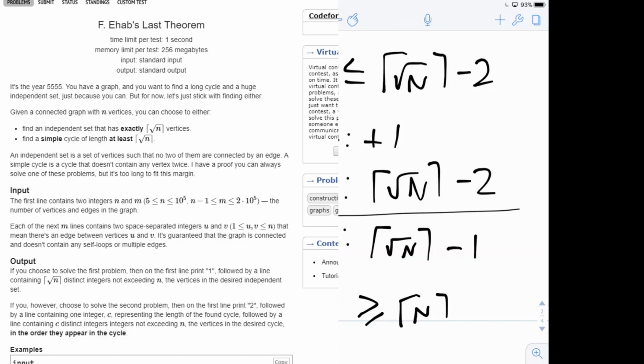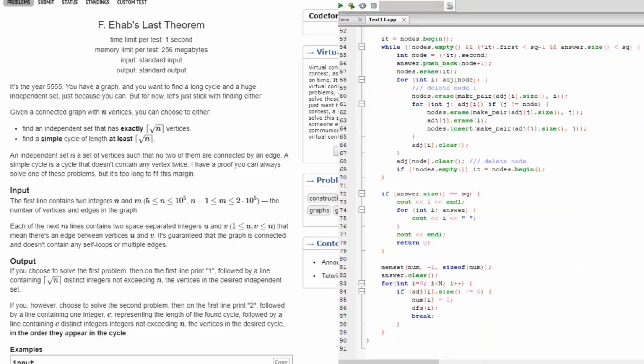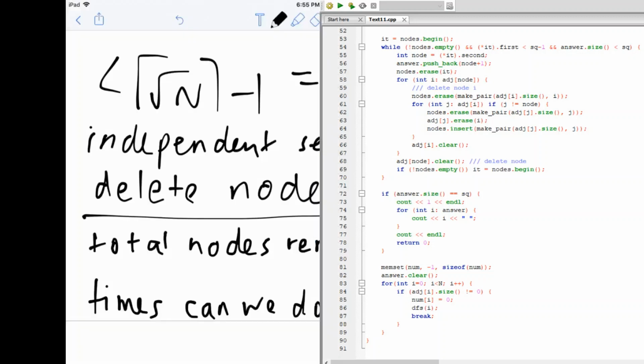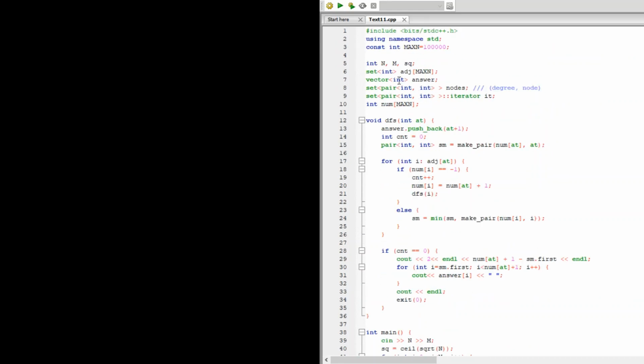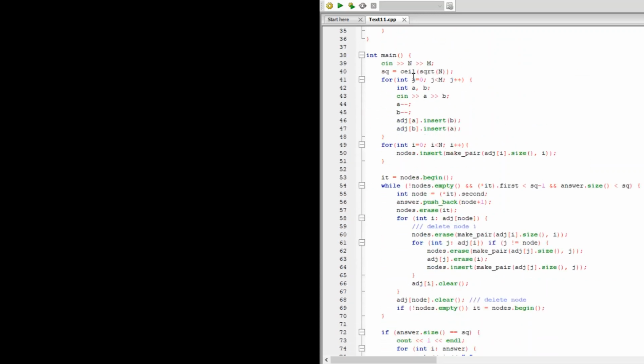If not, then this means that all the nodes have a degree of at least ceiling of square root of n minus 1, and so we can find a simple cycle of at least ceiling of square root of n nodes. Let's consider the code for this. So the first thing we do is we have n, m, and we want to store the ceiling of square root of n, just so that we know what that is. So we read in n, m, we get the ceiling.